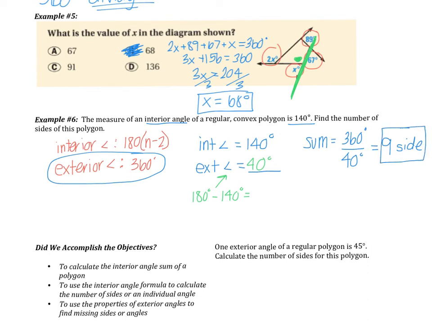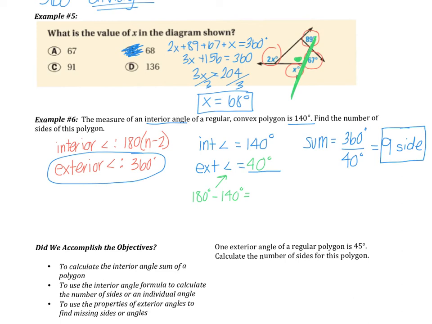Okay, this one is complicated, so please star it. We can go over it in class again. This is the easiest way. Take your interior angle, subtract it from 180 to get your exterior, and then use the fact that the sum of the exterior is 360. Divide by that angle measure, and you'll get your 9 sides.